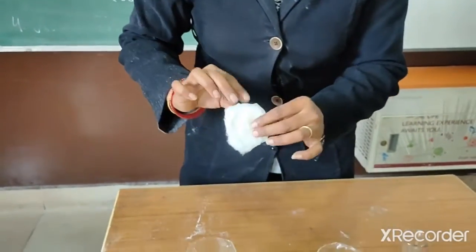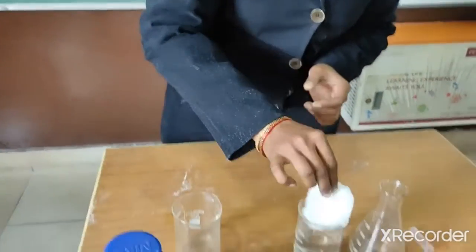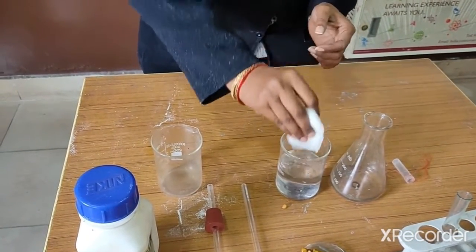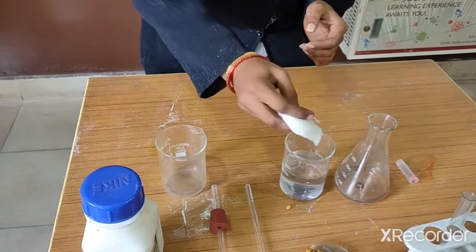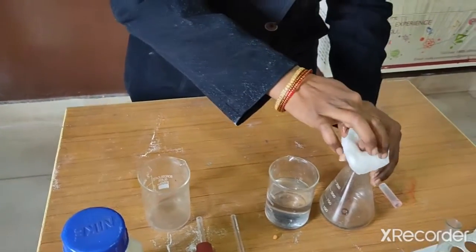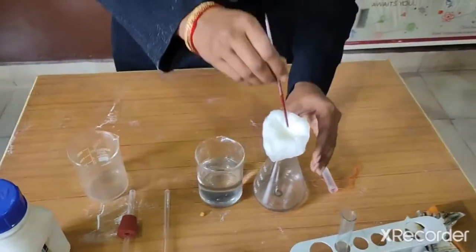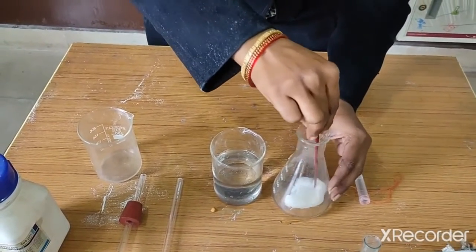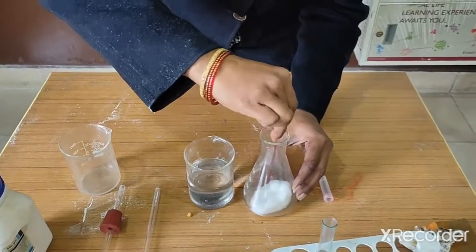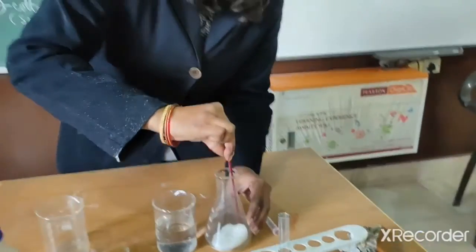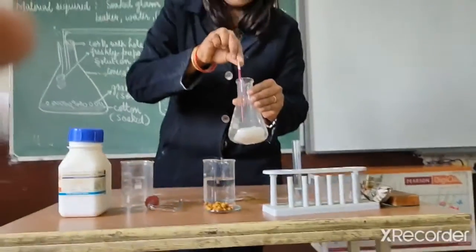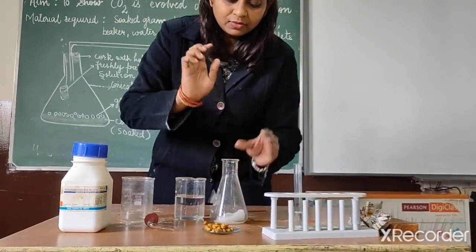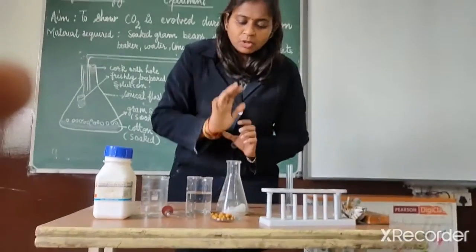Now the first thing is that you have to take the cotton and soak it in water. I have soaked the cotton, as you all can see. Now I am going to put this cotton in a conical flask. Why have I soaked the cotton? This is the question. Just to make the environment moist. We have to keep the environment moist. That's why we have kept the soaked cotton.